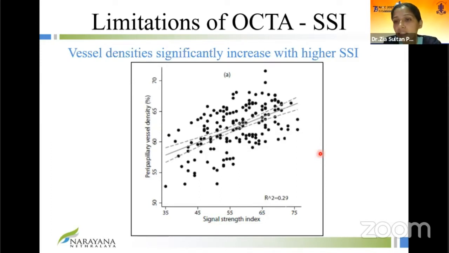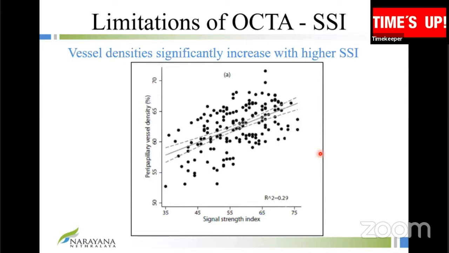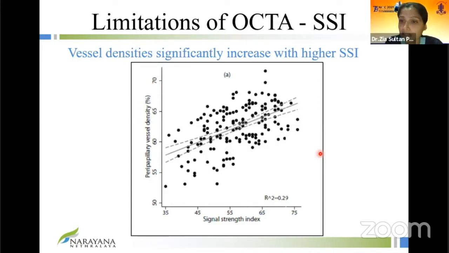Unlike in OCT, for example, in this same machine, the OptoView system for OCT, after a signal strength index of around 40, we are not seeing any change in the RNFL thickness. This is not so with OCTA. So you have to account for signal strength index in any study that you do, especially in patients on follow-up. If the patient develops a cataract and the signal strength index falls, you will also see a fall in the vessel density. And if you're doing a study, you have to adjust for signal strength index across the scans.